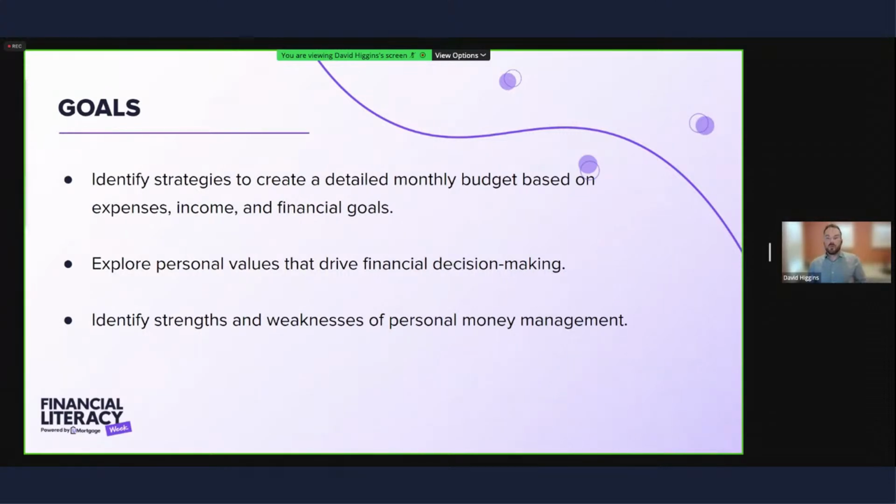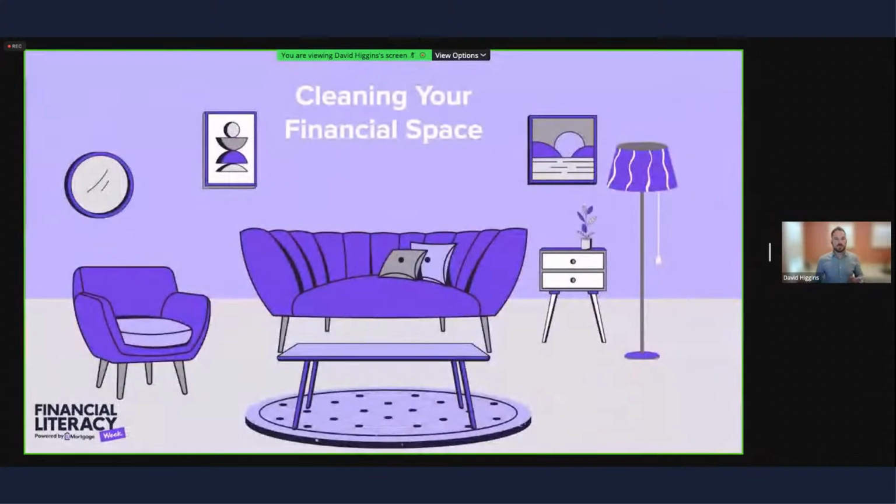Before we get into the budgeting itself, I want to put a visual image in your mind, right? What I want you to do is simply think about your home space, wherever you live, wherever you call home. Think about that home space for a second. Take a second, just think about it. Your home, what does it look like to you?